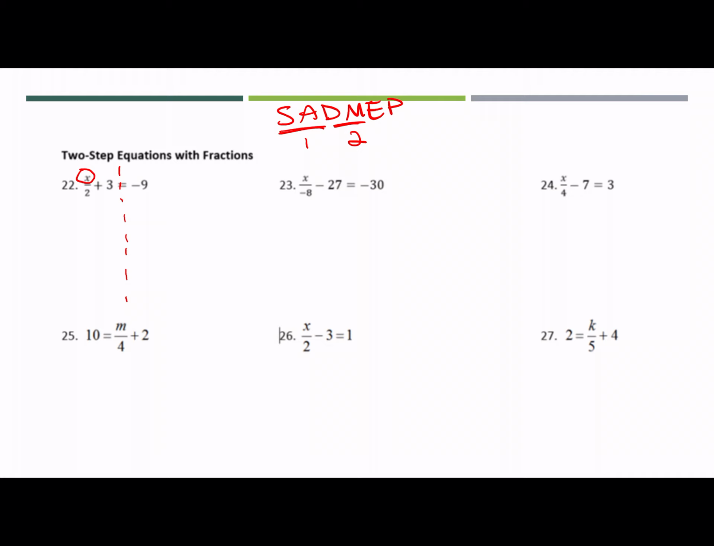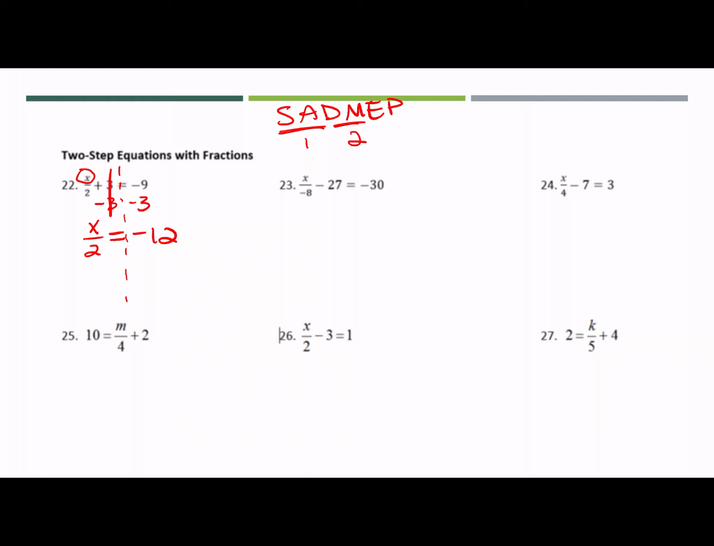So according to SADMAP, I want to get rid of the adding 3 part first. I'm going to subtract 3, because 3 minus 3 is 0. They cancel out, right? But whatever I do to one side, I have to do to the other. So I have x over 2 is equal to negative 9 minus 3. Again, use your calculator, which is negative 12.